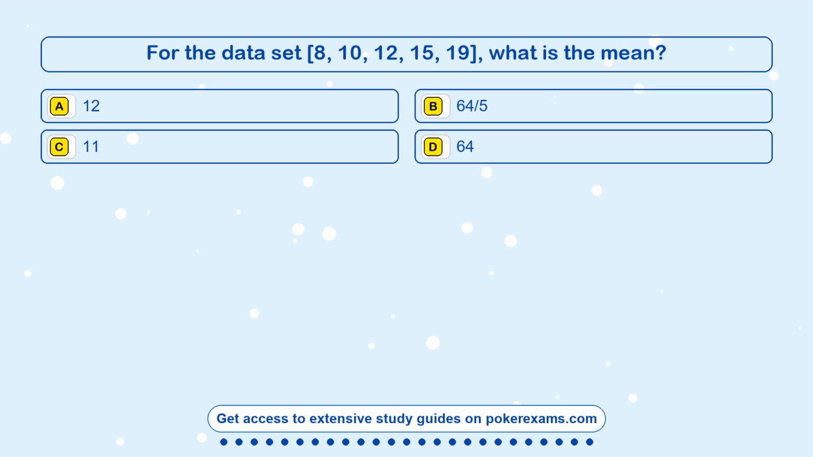Question 19. For the data set 8, 10, 12, 15, 19, what is the mean? Option A 12. Option B 64/5. Option C 11. Option D 64.